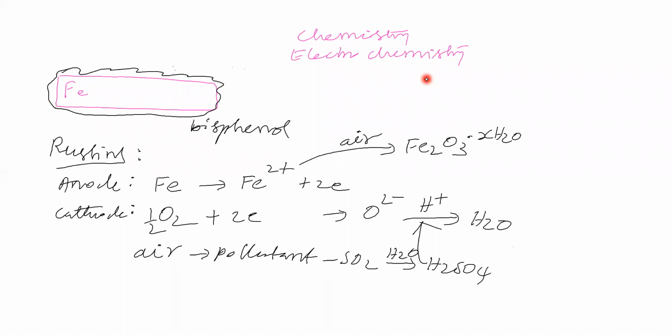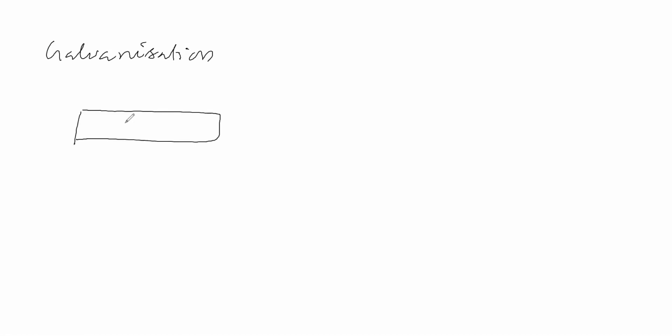Sir, what is the next method? We will see. The next method is galvanization. In this galvanization method, we take iron. Iron is galvanized, in the sense iron is coated with another metal, for example zinc metal. Iron is coated with zinc metal.